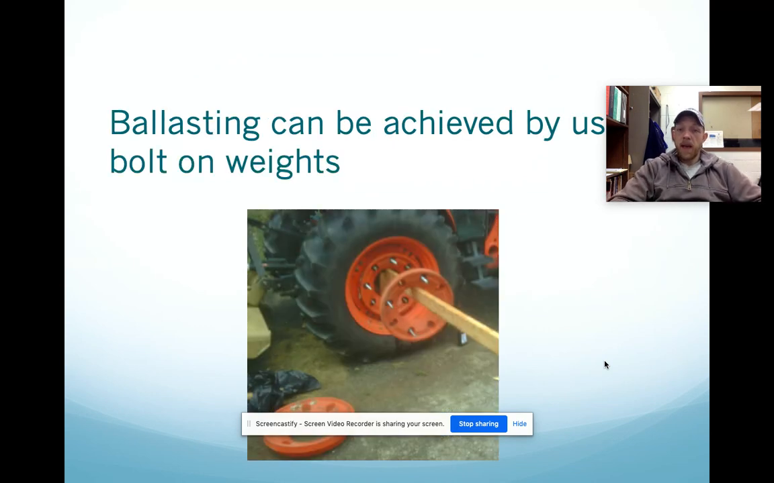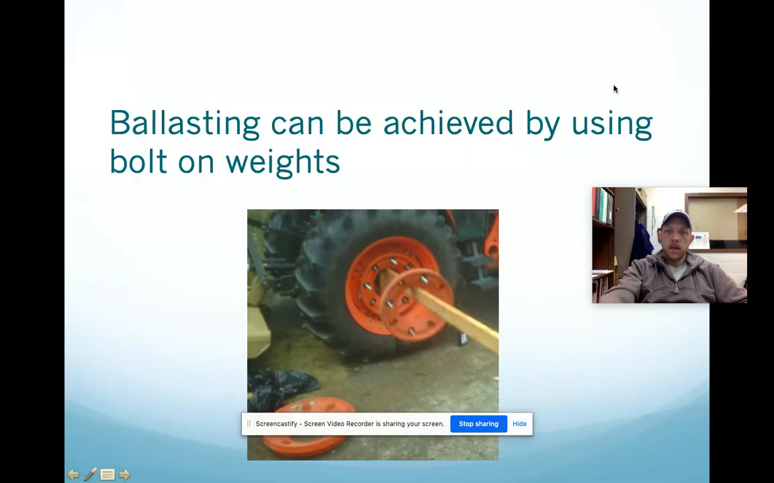My preferred method of ballasting is to weight the wheels. So what you do is you get these round weights that bolt directly onto the rim, and it serves the exact same purpose. So this is a little Kubota tractor that has a front end loader on it, and if you get a load in the front of the loader, you can actually tip the tractor forward. So by having these wheel weights on, it just provides that balance system. It also increases traction, as we talked about.